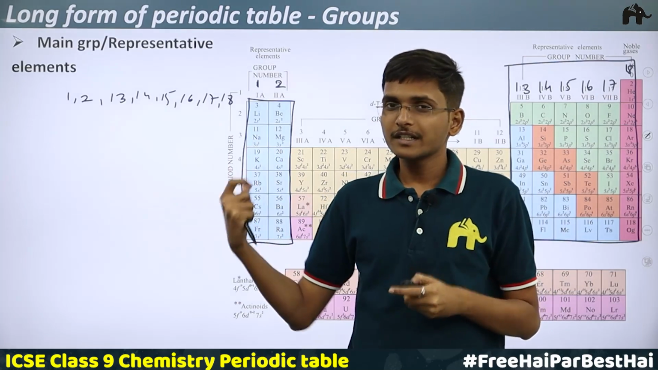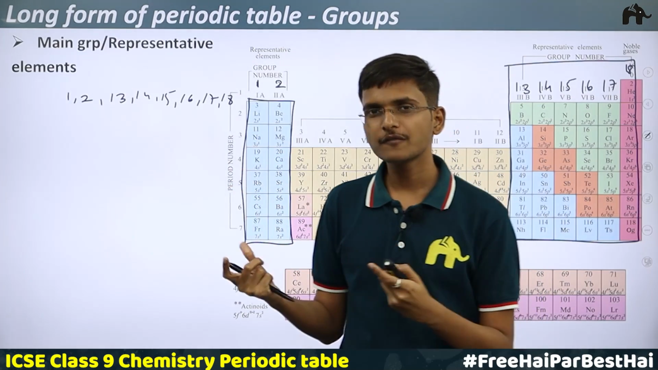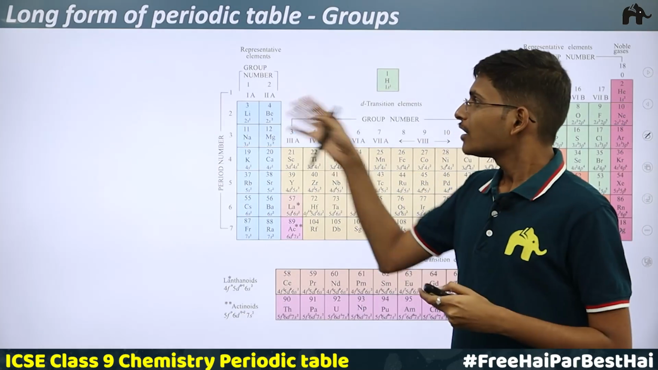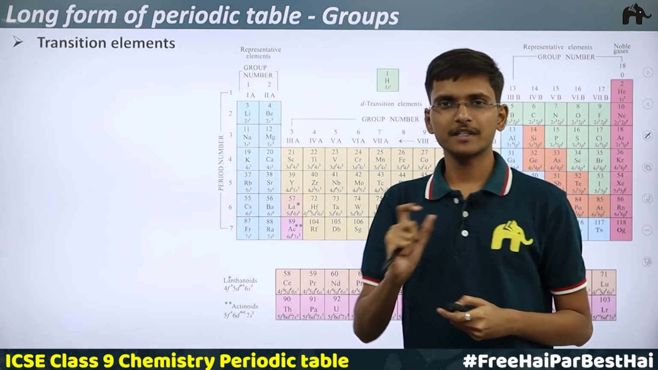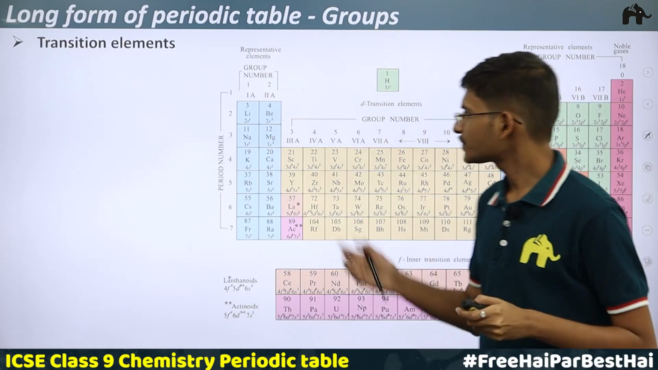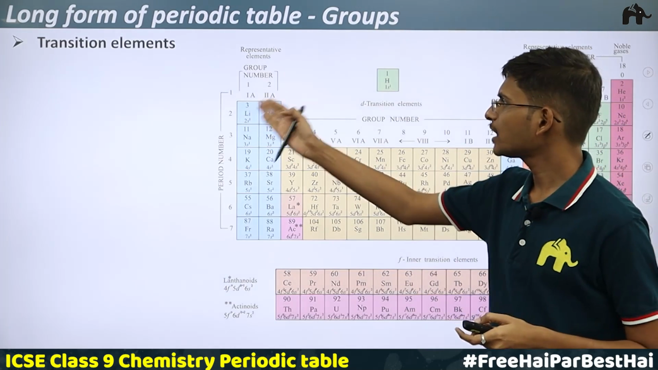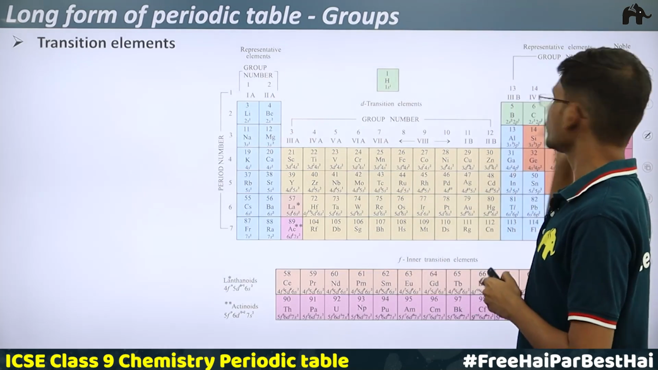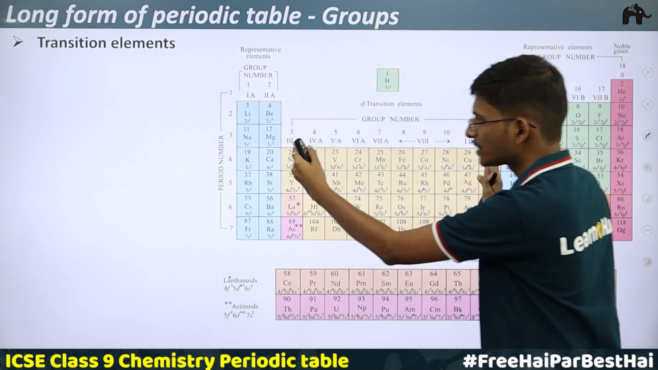Now for the rest of the groups, you would ask, sir, is there any name for them? Yes, definitely, but there is a slight twist in the story. The remaining groups, apart from 1, 2 and 13 to 18, are groups 3 to 12.